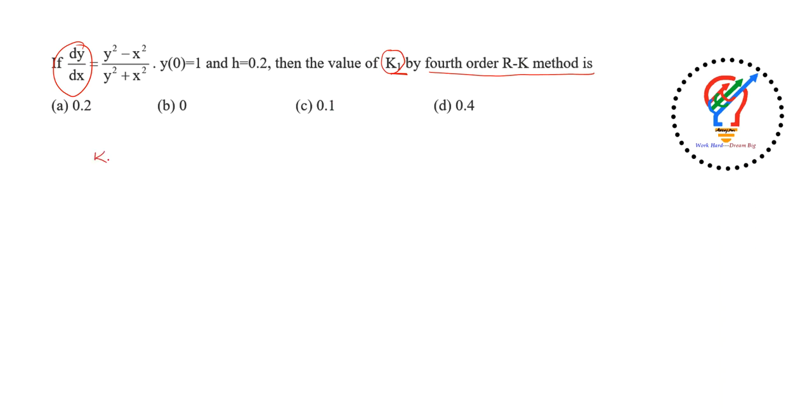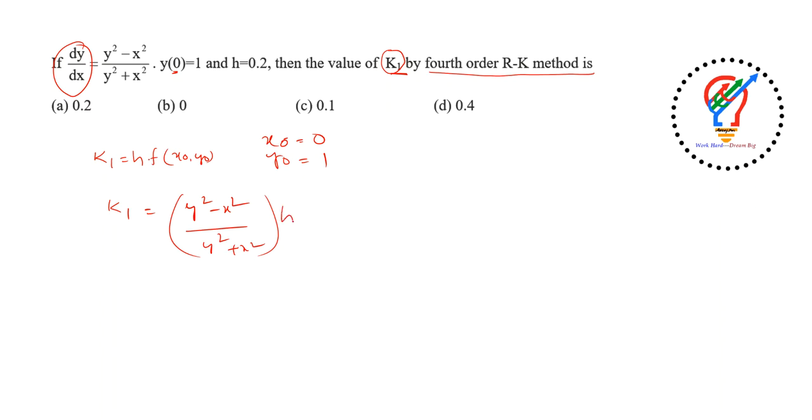So what is k1? k1 is nothing but h into f of x naught comma y naught. What are the x naught and y naught values given here? x naught is 0 and y naught is 1. So k1 is equal to h, which is 0.2, into (y square minus x square) divided by (y square plus x square) at x0, y0. That is 1 square minus 0 square divided by 1 square plus 0 square. So simply it is 0.2 only. So the answer is A.